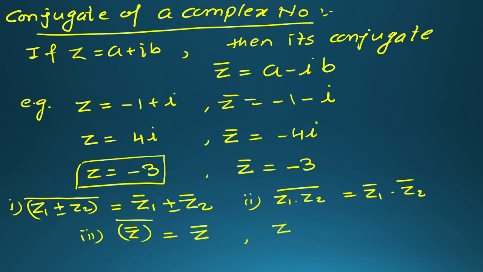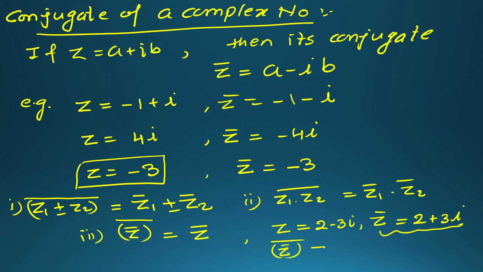For example, if z is equal to 2 minus 3i, then z bar will be 2 plus 3i, and if you take the conjugate of this number again, z bar whole bar will be equal to 2 minus 3i again, which is equal to z. So these are the properties of the conjugate of a complex number. What did you learn about the conjugate? Conjugate means simply replace i with minus i in the given complex number, and then you will get the conjugate of the complex number.